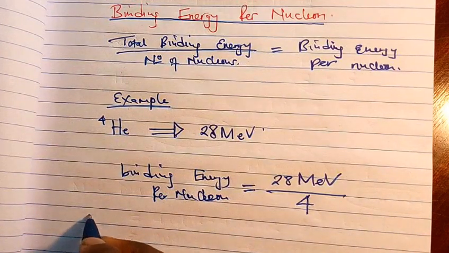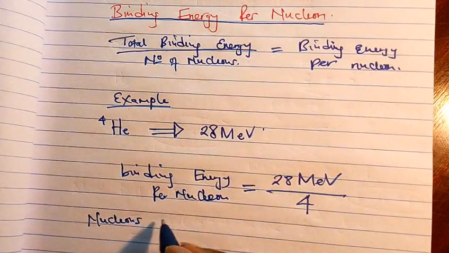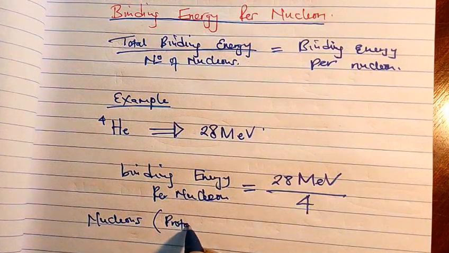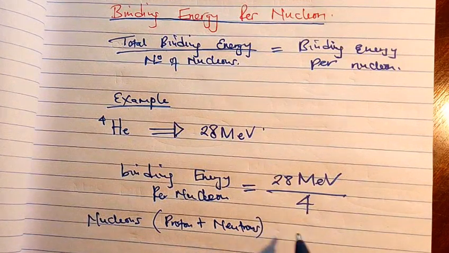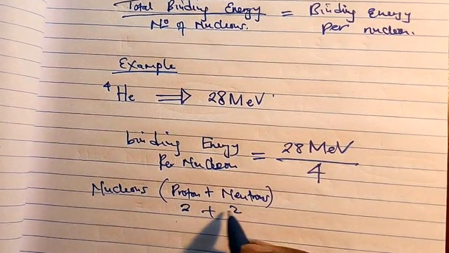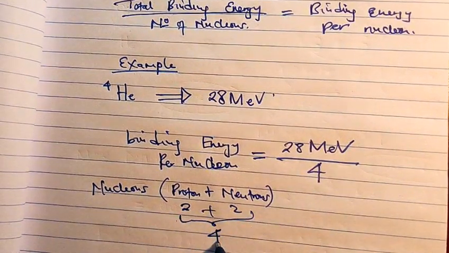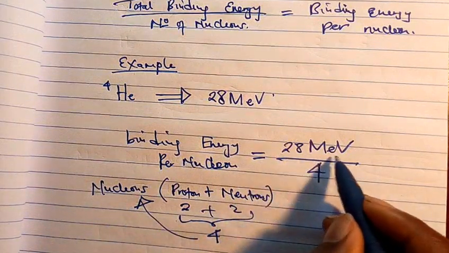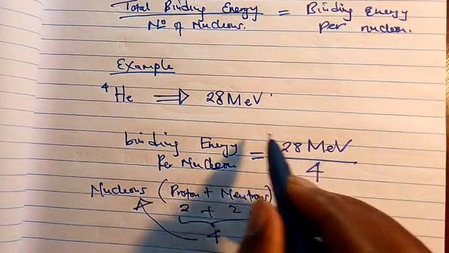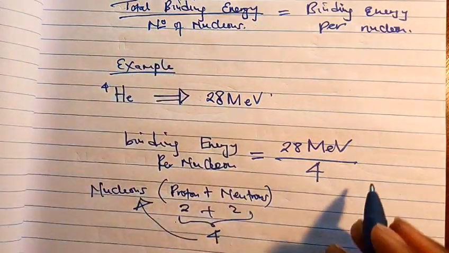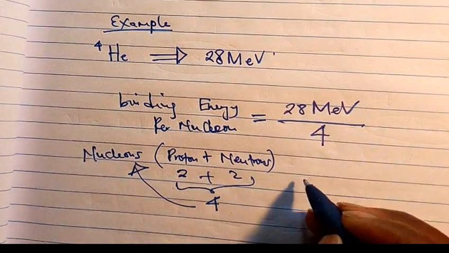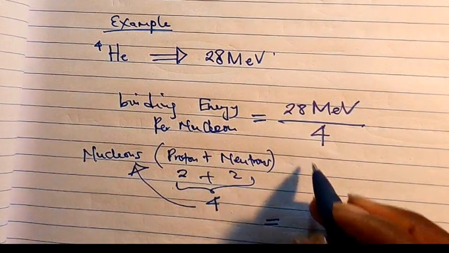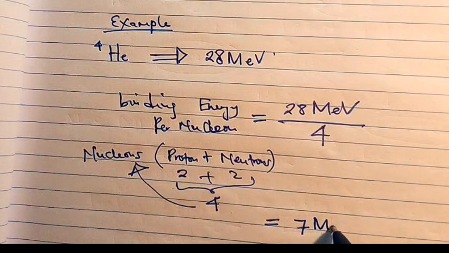Now remember, nucleons means protons plus neutrons. There are two protons and two neutrons, and these sum to 4 nucleons. So if we divide the total binding energy of the helium atom by the total number of nucleons in the nucleus, we get the binding energy per nucleon, and this answer is 7 mega electron volts.